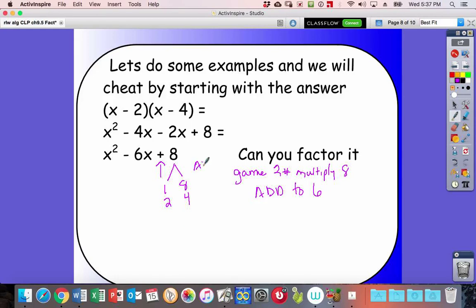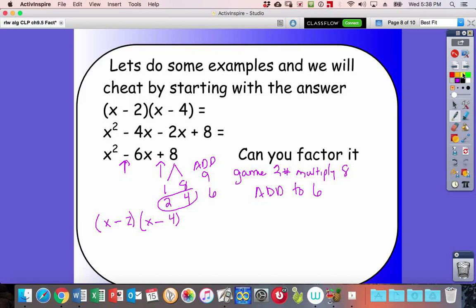Now I have to know which one of those guys add to 6. Well, 1 and 8 adds to 9. 2 and 4 adds to 6. So I come over here and I know it's going to be (x, 2)(x, 4). Now I'm going to go look at the first sign. It's negative. That means this has got to be a negative, negative, because negative 2 times negative 4 still gives me the positive 8. And I'm combining negative 2x and negative 4x for a negative 6x.